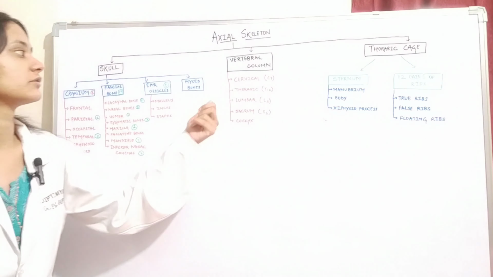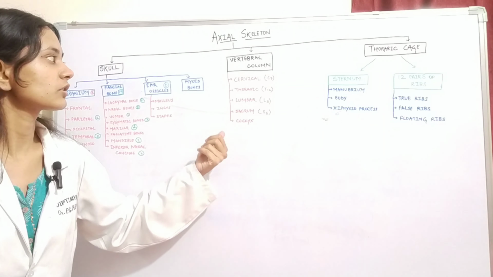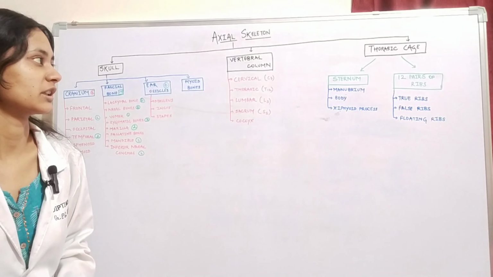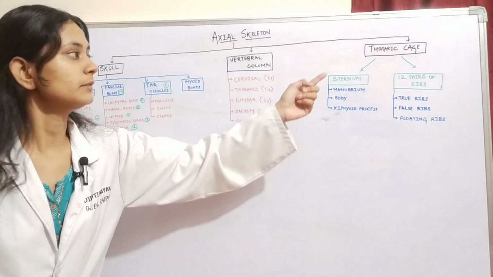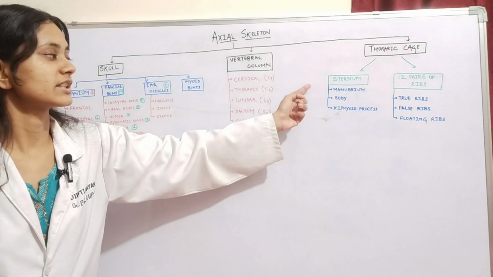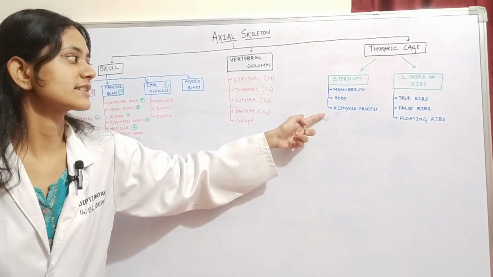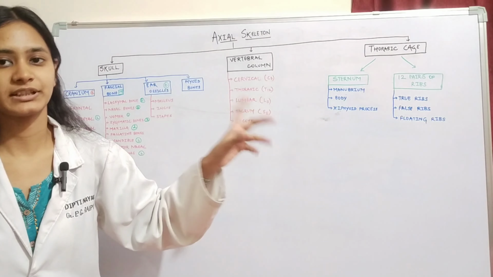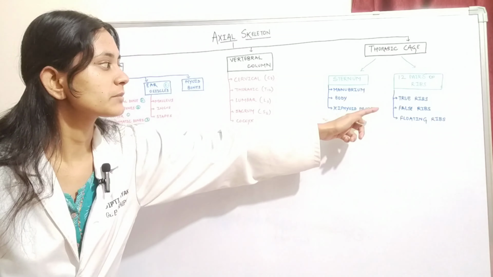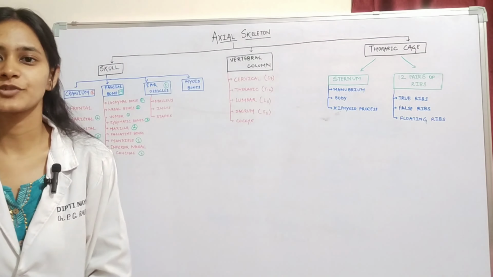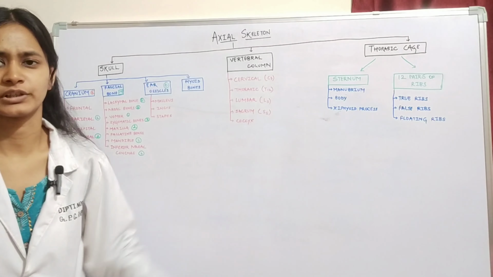Now the vertebral column is cervical, thoracic, lumbar, sacrum and coccyx, 26 in number. Now the thoracic cage is divided into sternum and 12 pairs of ribs, where the sternum is again divided into manubrium, body and xiphoid process. We will study the sternum in detail in upcoming lectures. 12 pairs of ribs: true ribs, false ribs and floating ribs. Ribs also we will study in detail. For now, in general anatomy, only this much is included that is necessary for you.